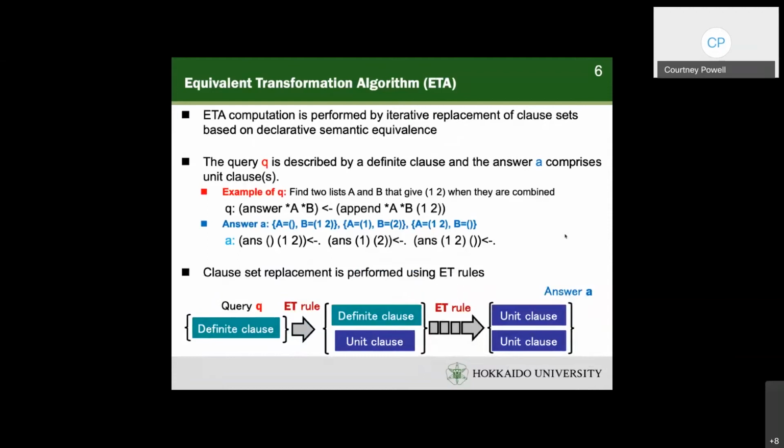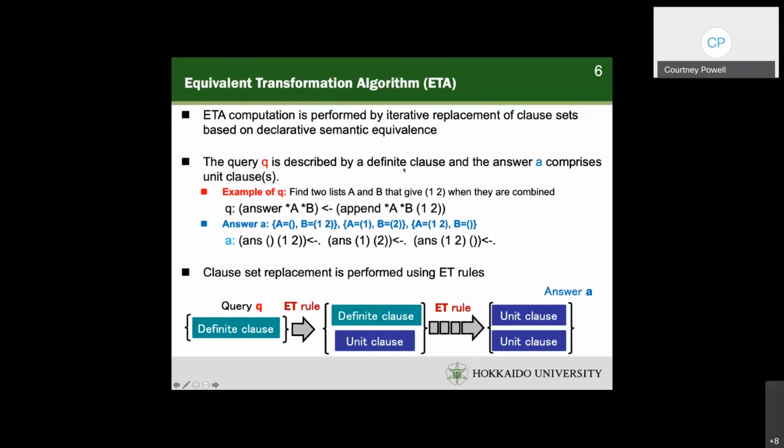Now, equivalent transformation is actually performed by the iterative replacement of clause sets based on declarative semantic equivalence. And this is carried out by what we call equivalent transformation rules. And in this system, we have a query being described by a definite clause. And the answer to that query can be a unit clause or a number of clauses.